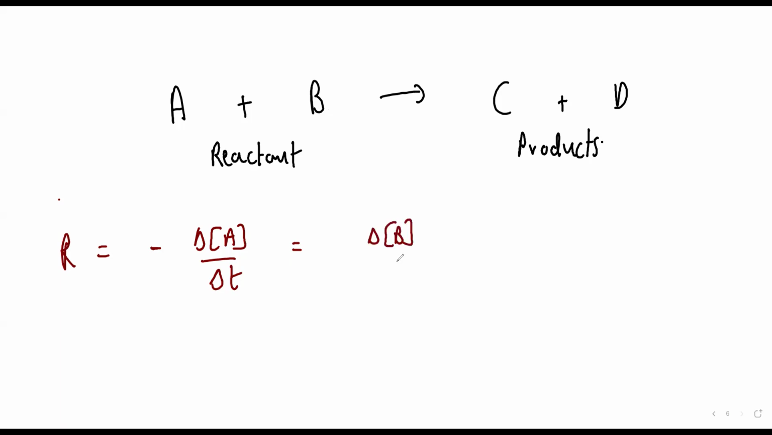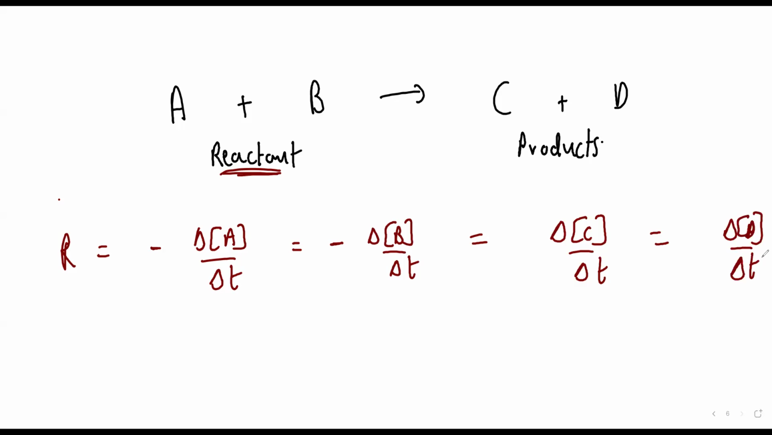d[B]/dt. Again, this is reactant, na? So during the course of reaction, what happens to the reactant? It decreases, na? So what will I write here, plus or minus? Then again, you have to put equal to. Okay, for product, what are you going to do? Tell me. Delta C by delta T, again equal to delta C upon delta T. Are you getting it? For product, we don't write a negative sign.